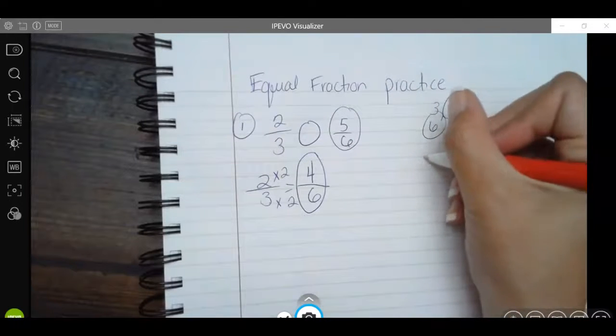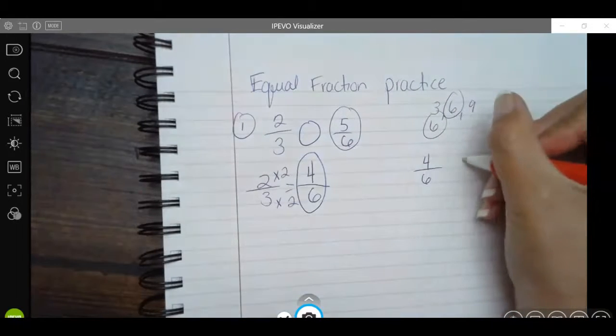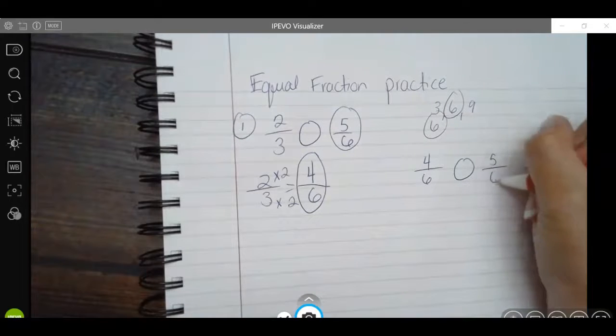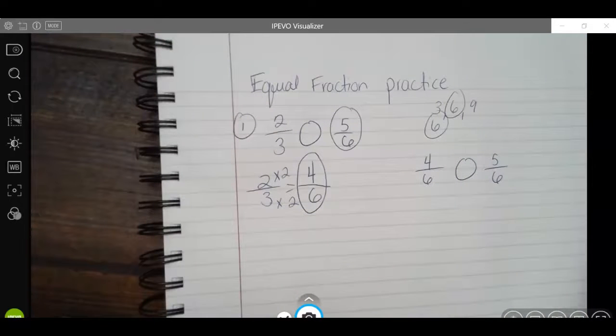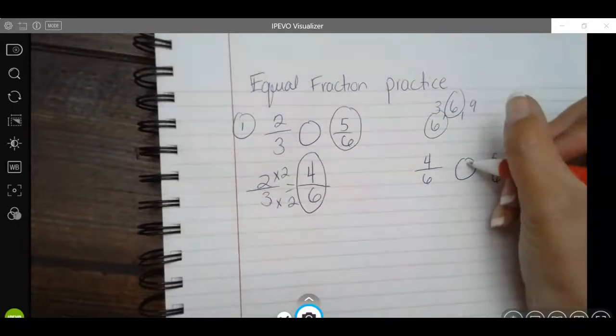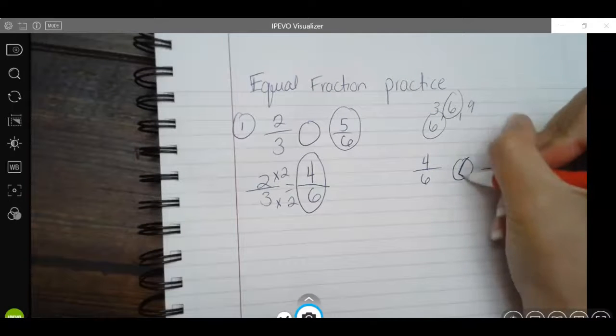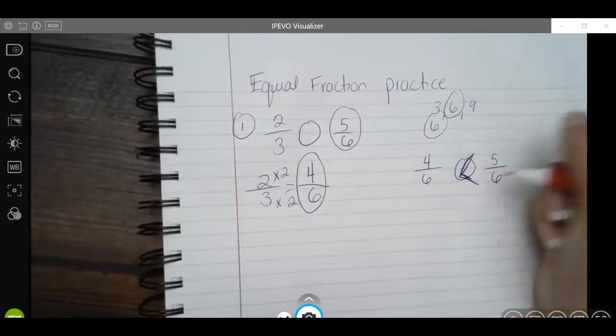So I'm going to rewrite my new problem over here. 4/6, and I'm comparing that to 5/6. Okay? So I know that 5/6 is greater. Okay?